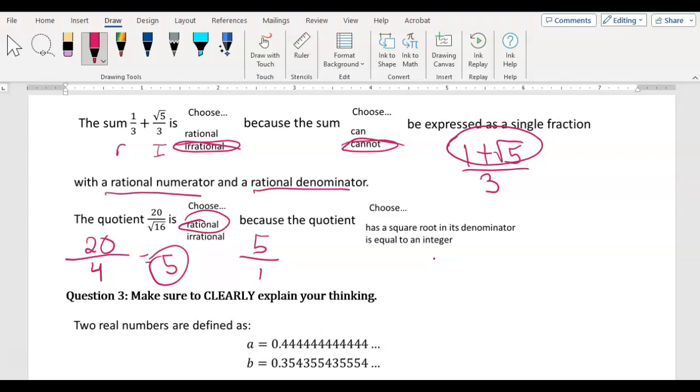Is it rational because it has the square root in its denominator, or because it is equal to an integer? It is equal to an integer. So yes, it has that square root in its denominator, which we can then take. But if it was the square root of 3, then it wouldn't be rational, right? But because it's the square root of 16, which we can make 4 or negative 4, it makes it equal to an integer.